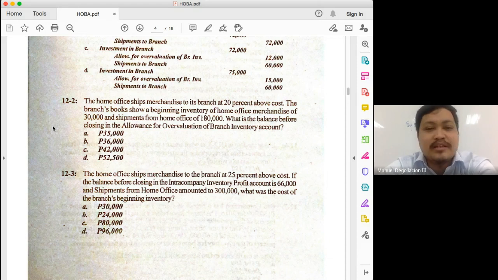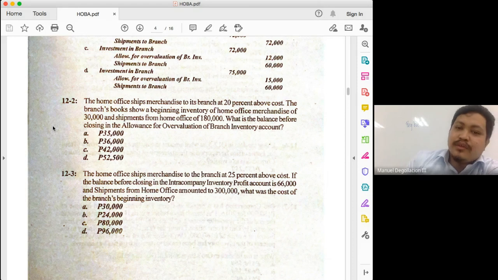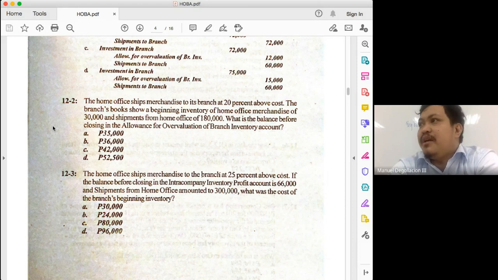And what does it represent? It simply represents the markup on the goods coming from the home office. Okay. So the 66,000 plus is the balance before closing. So what does this mean? As we have established earlier, the 66,000 represents what? The markup on your tigas. Okay? This represents the markup in the beginning plus the markup on the shipments during the year.